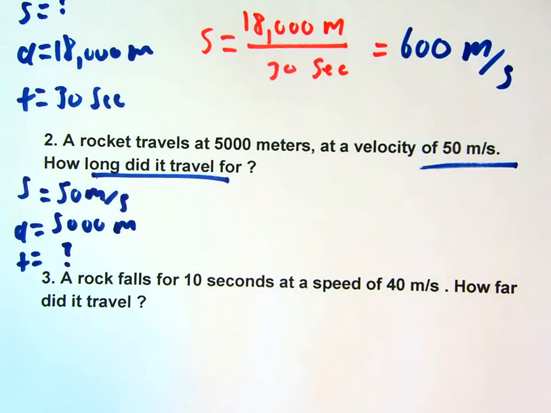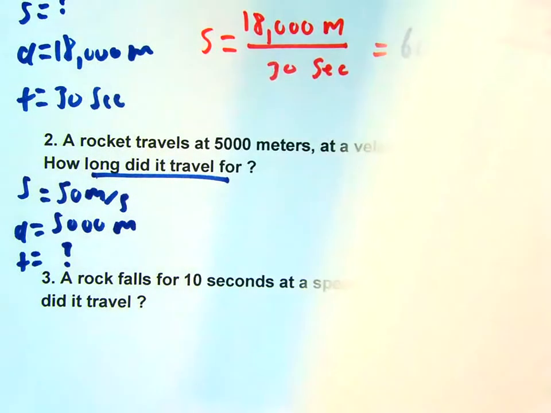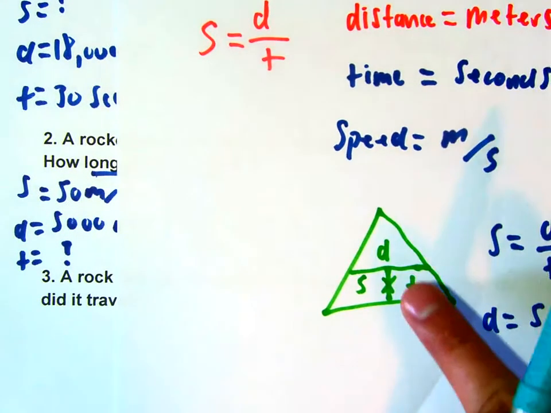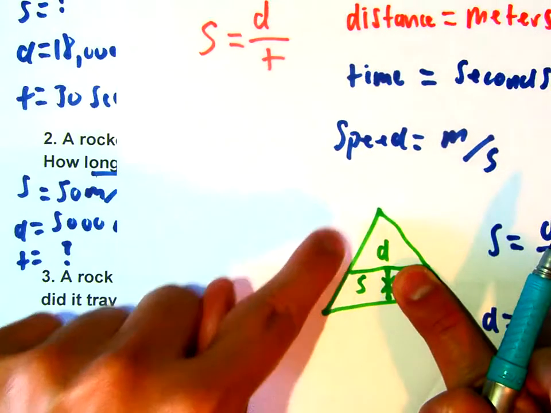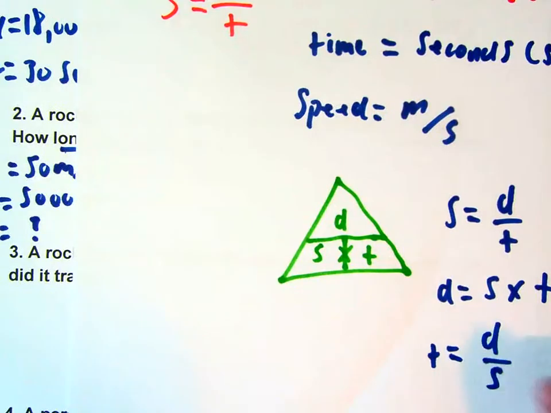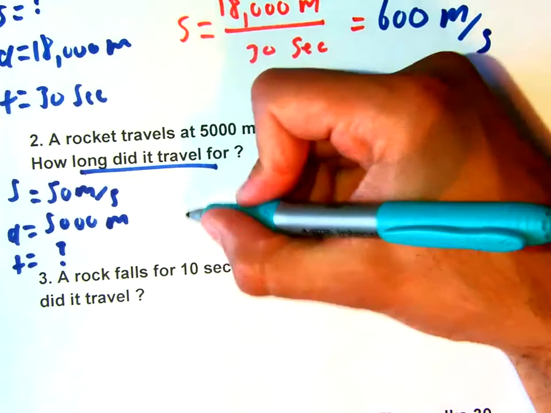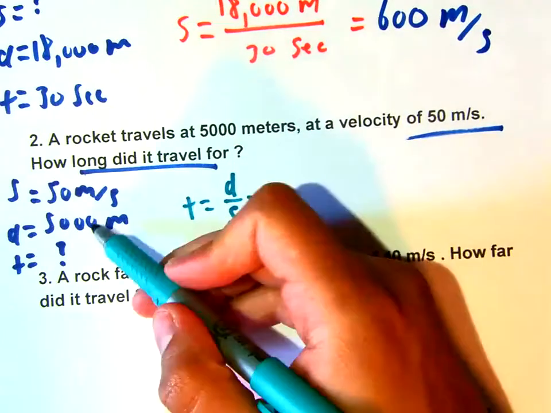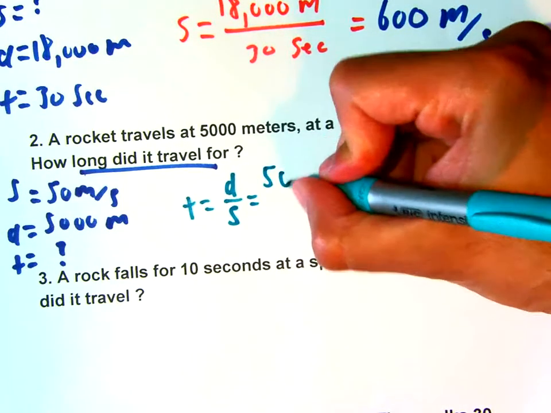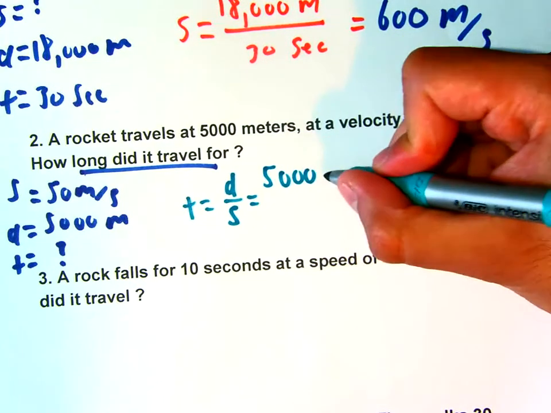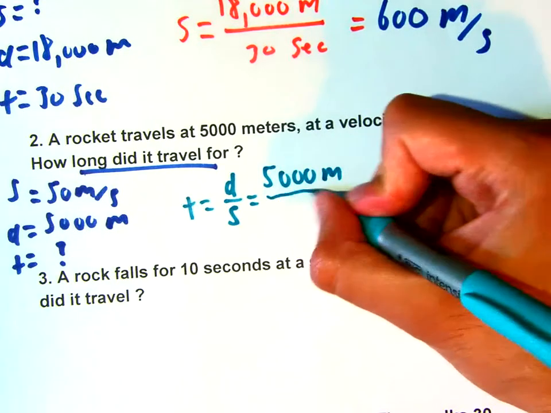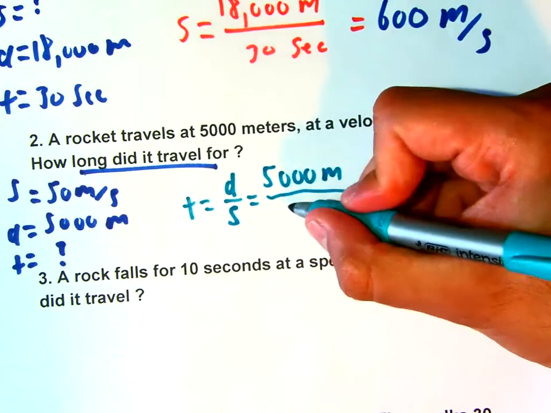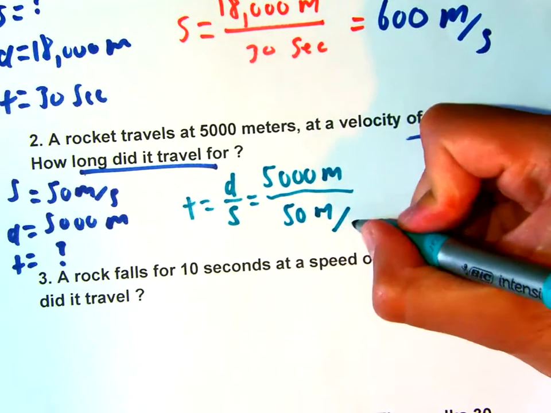All right, so let's figure out. Now we're looking for how long. So we're looking for time. If I look at my speed triangle, time equals distance divided by speed. I plug in my information: 5,000 meters divided by 50 meters per second.